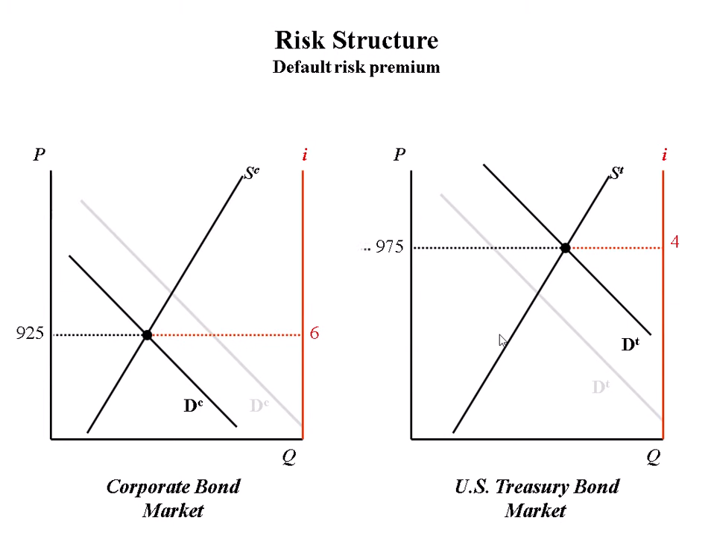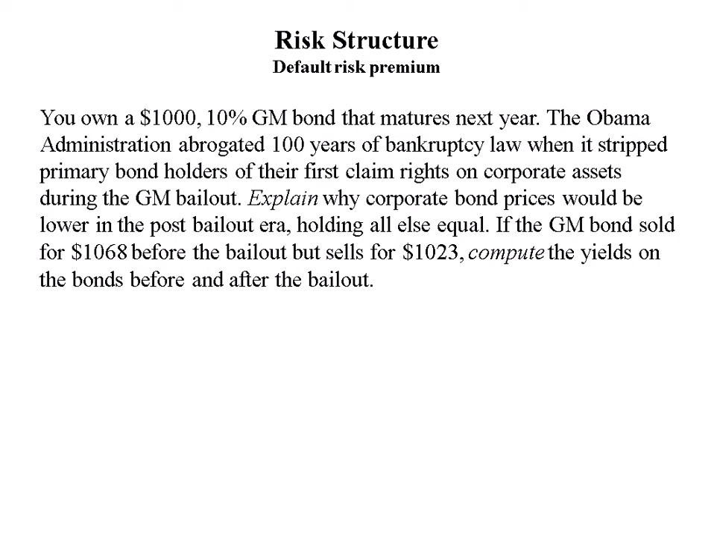Okay, and then the difference between the treasury yield and the corporate yield: the corporate yield is 6% and the treasury yield is 4%, so that difference is 2 percentage points. The difference in price is $50, but the difference in the yields is 2 percentage points. And that 2 percentage points is the default risk premium.